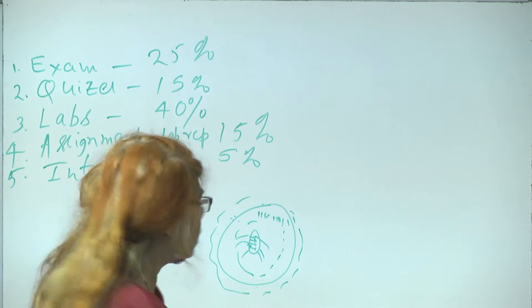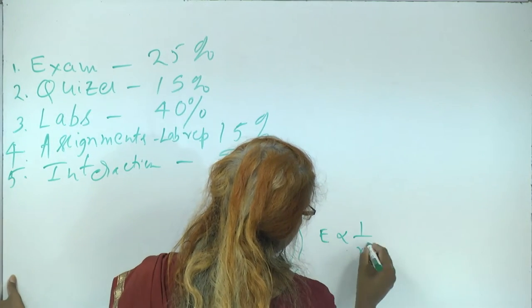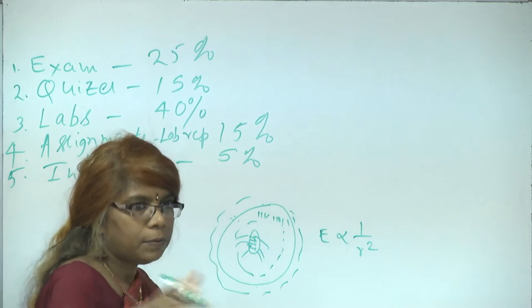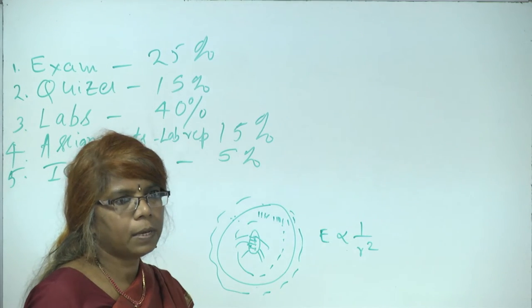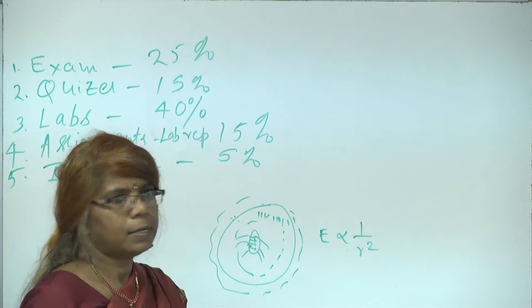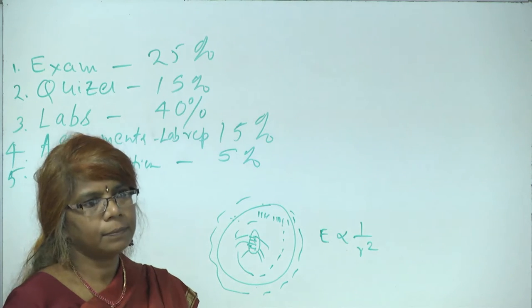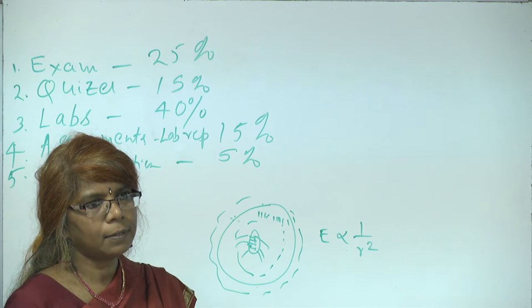And also, as I told you before, E is proportional to 1 over R squared, correct? So when you go away by a distance, it will reduce by distance squared. So you will have less field there, and normal tissue will not be affected much. Did it answer your question?